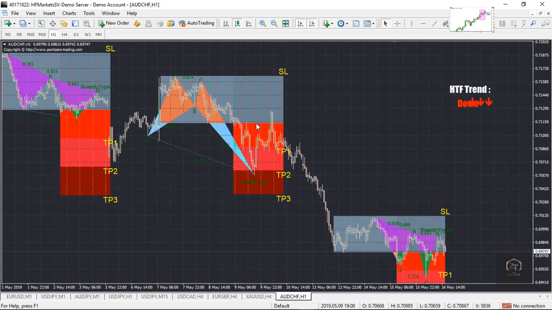It's costly, around $8 or so. So you will know how to get this indicator and install it in your MT4 and use it in order to make substantial profit in the market.